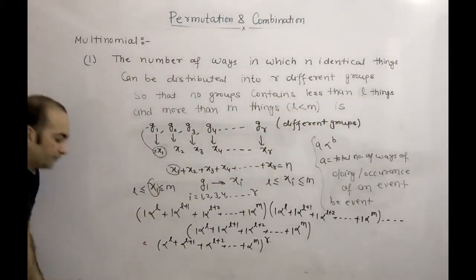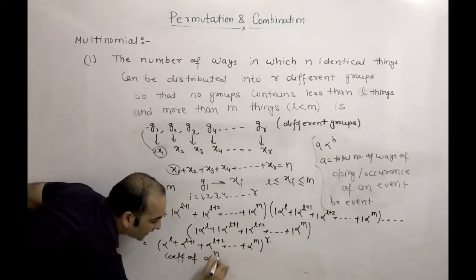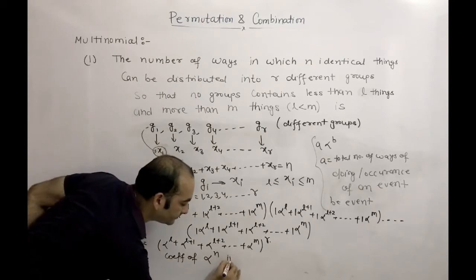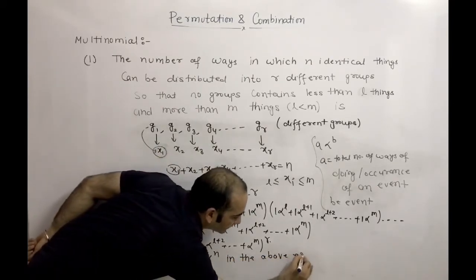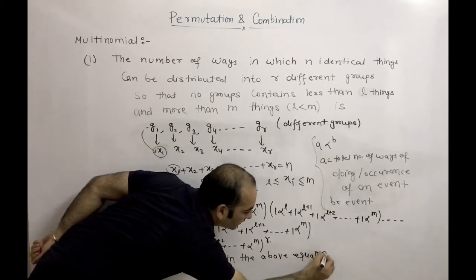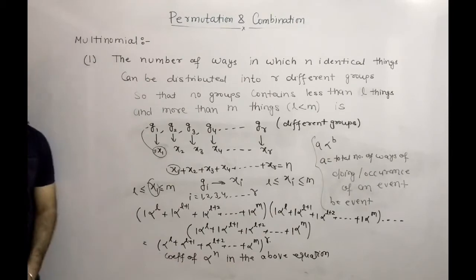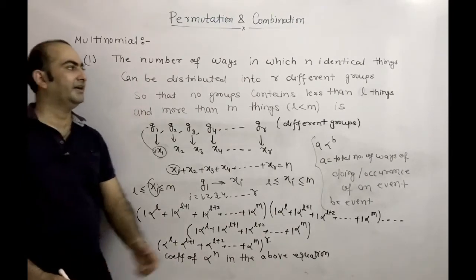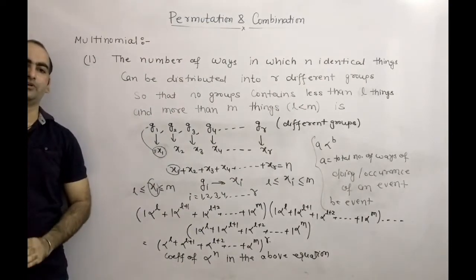Coefficient of alpha power n in the above equation. So in this equation we have to find the coefficient of alpha power n, that is your total number of ways of distributing n identical things into r different groups. Okay, so this we have to do. So this is the first point of multinomial.